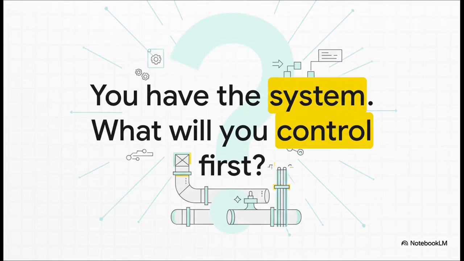So there you have it. You've got the framework, the step-by-step process to take complete control right from day one. This system gives you the power to see what's coming and to make a real measurable impact. So there's really only one question left. What are you going to control first?